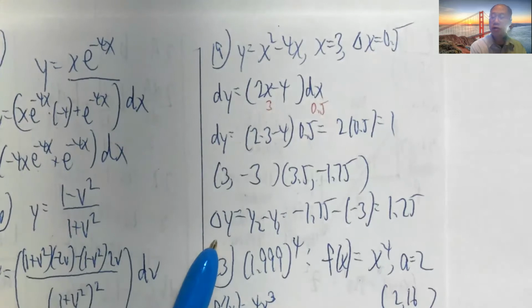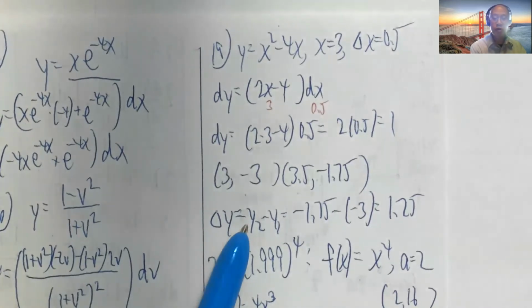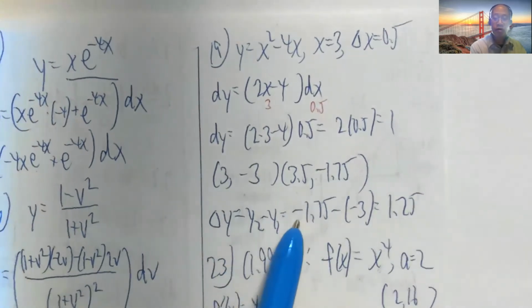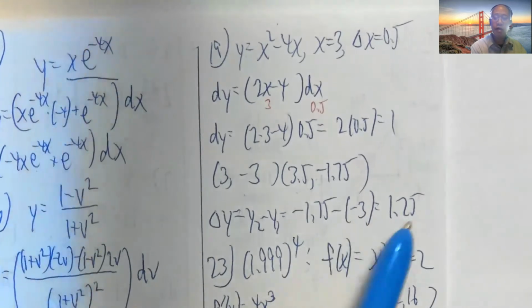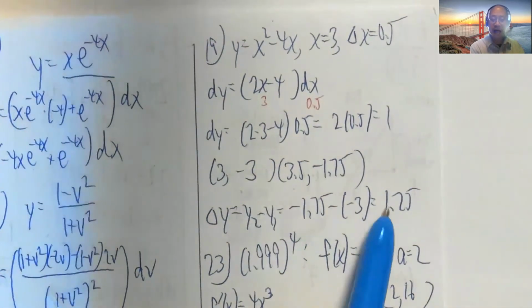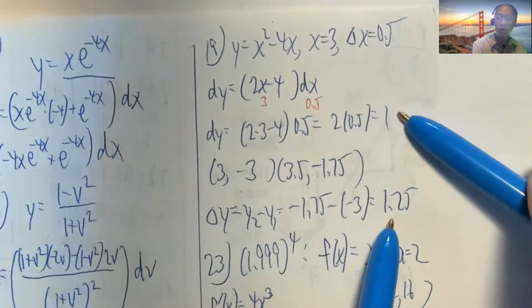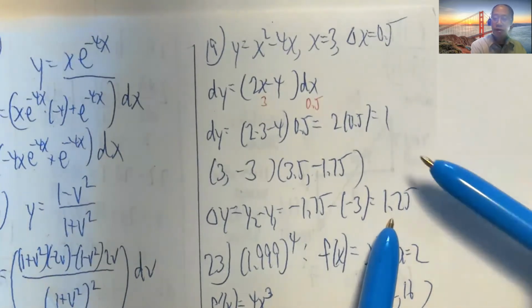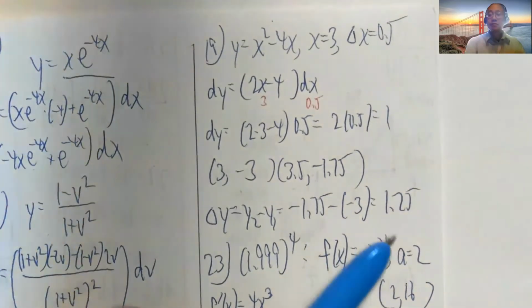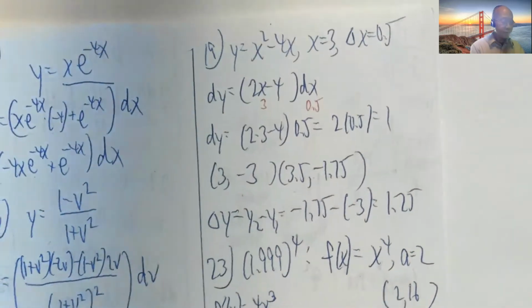So delta y, which doesn't involve calculus, is just y2 minus y1. So it's negative 1.75 minus a negative 3, which is 1.25. This is a lot more work though than finding dy. So it's close, 1 versus 1.25. There we go.